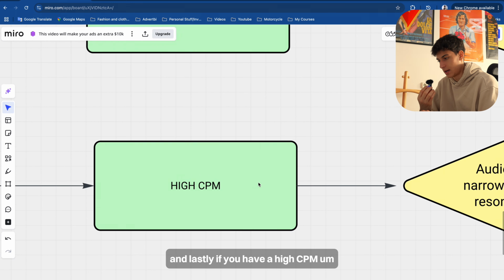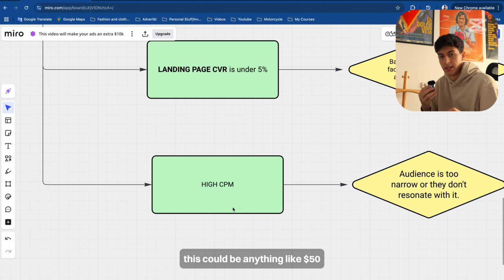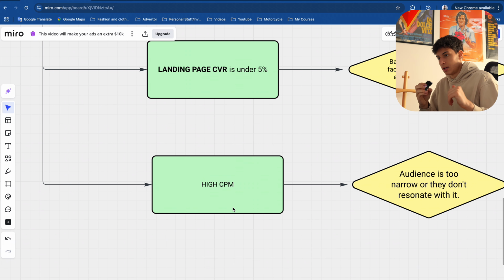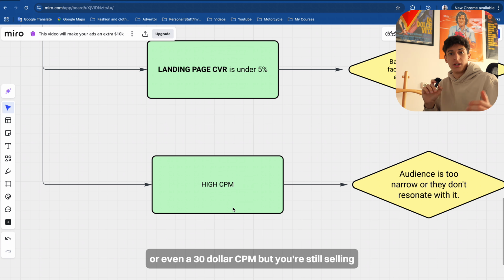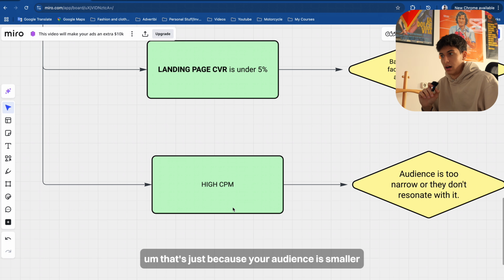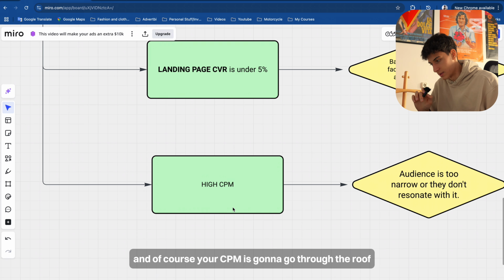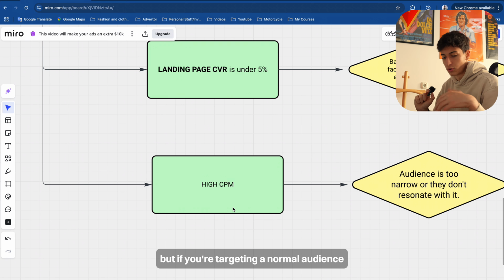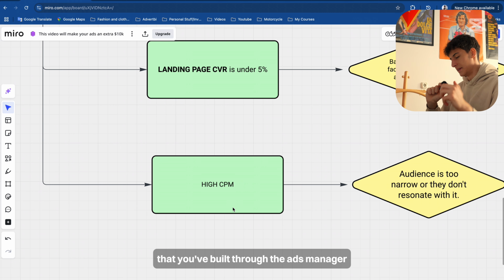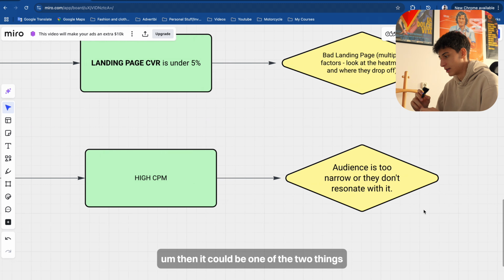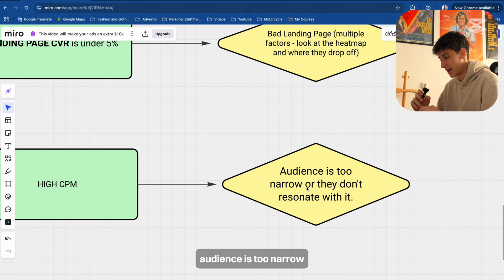And lastly, if you have a high CPM, this could be anything like $50, $20, even $20 is a lot. Again, this depends on the audience you're targeting. Let's say you have a $20 CPM or even a $30 CPM, but you're still selling. That's just because your audience is smaller. Maybe you're doing a retargeting audience, and of course your CPM is going to go through the roof. But if you're targeting a normal audience that you've built through the ads manager, then it could be one of two things: the audience is too narrow, or they just don't resonate with it.